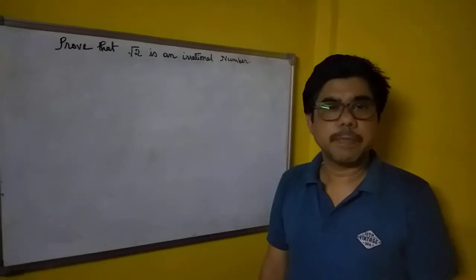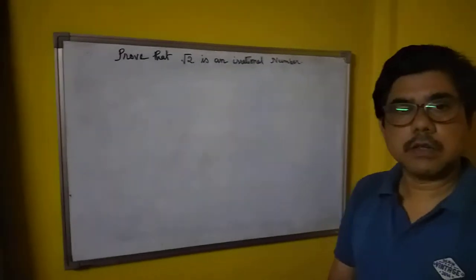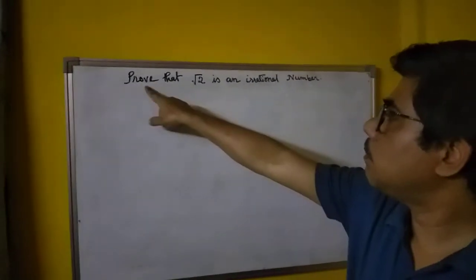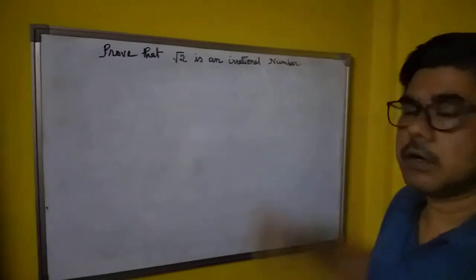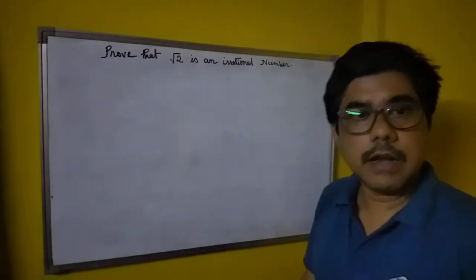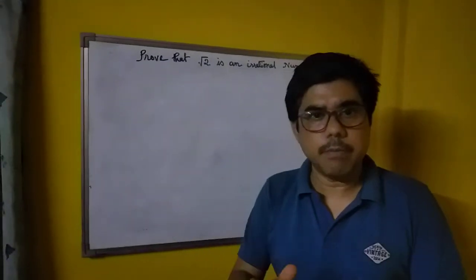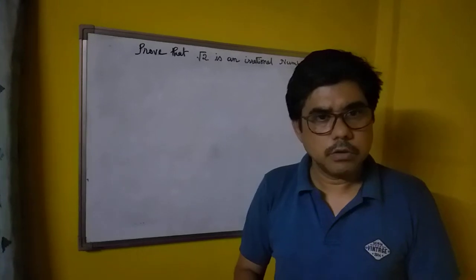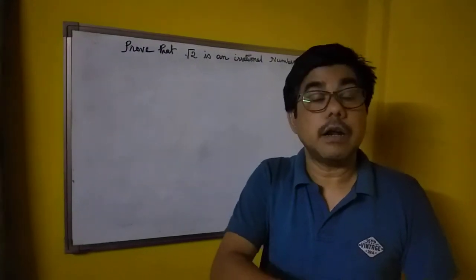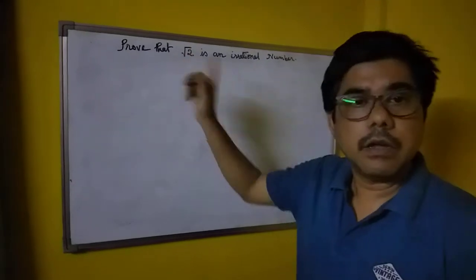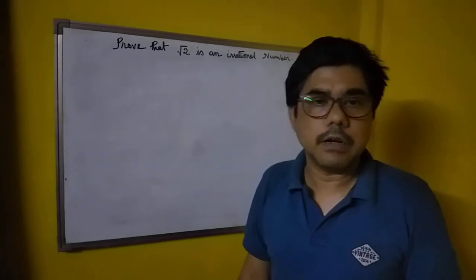Good morning, students. Today we will discuss how to prove an irrational number. For example, prove that root 2 is an irrational number. To prove this, first of all, we will take that irrational number as a rational number and try to prove it. Then after that, we will come to an impossible situation. If it is impossible, our assumption becomes wrong, and that's why it will become an irrational number.